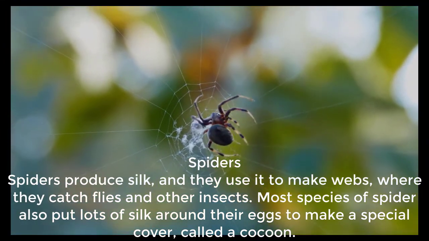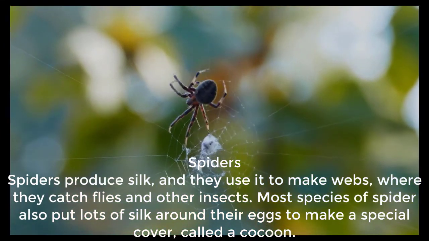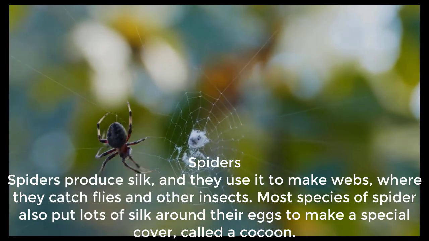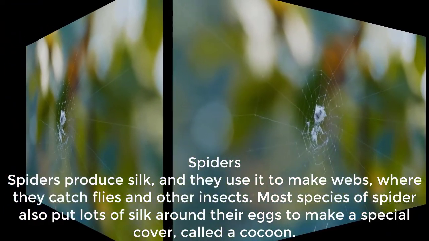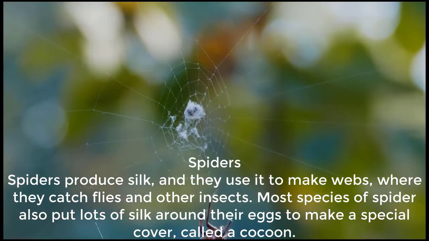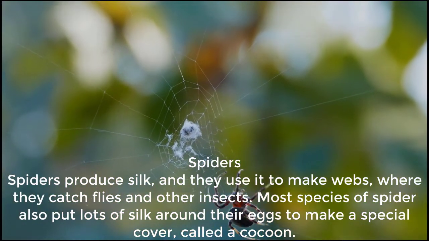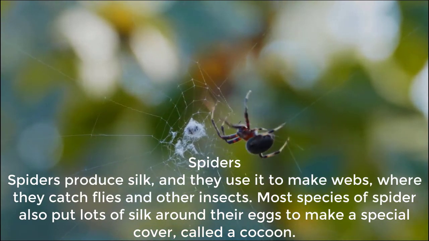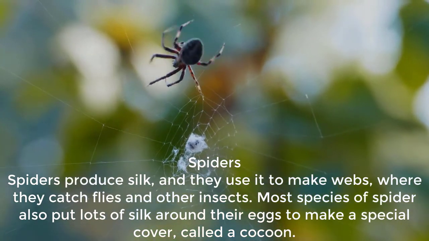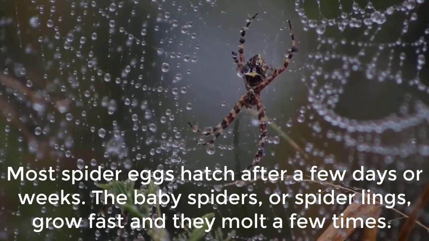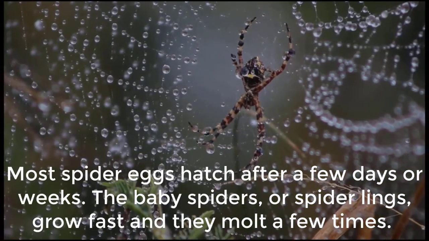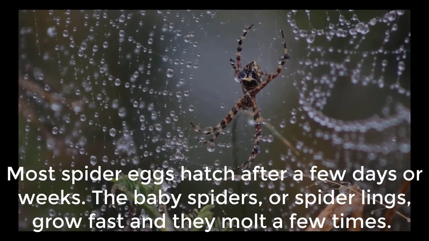Spiders. Spiders produce silk, and they use it to make webs where they catch flies and other insects. Most species of spider also put lots of silk around their eggs to make a special cover called a cocoon. Most spider eggs hatch after a few days or weeks.